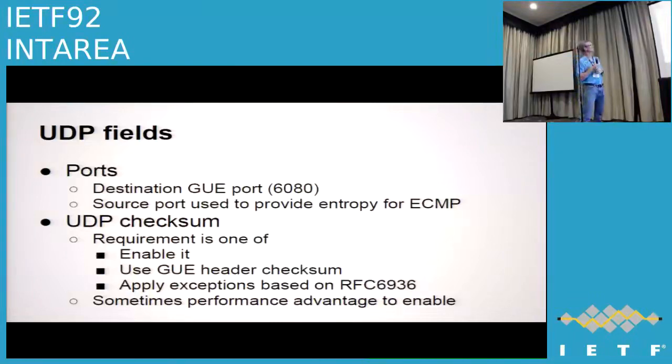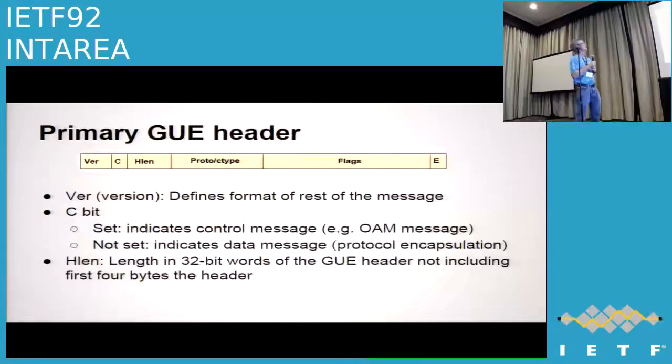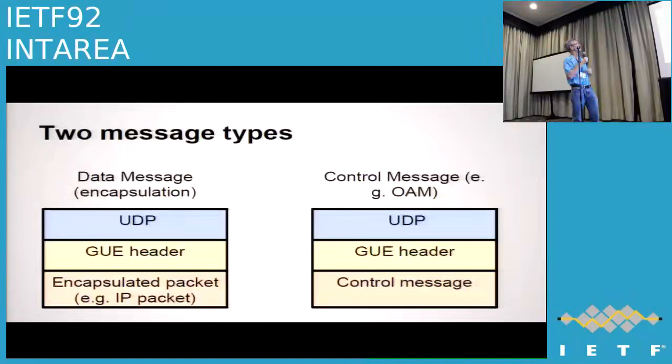So the primary GU header, I have some detail here. As I mentioned, there's a header length to allow skipping over. The protocol C-type field serves two purposes. Either it's an IP protocol or control type, and that's distinguished by the C bit. Next slide. So this is an overview of the headers. I already mentioned that. Next slide. More on the C bit. Next slide, please.